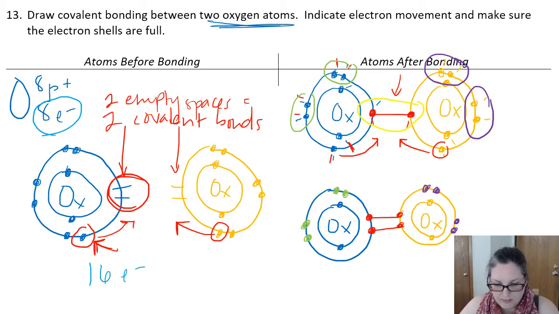Now if we count up our electrons in the outer shell, let's see how many we have for the left oxygen in blue, including the bonds. 1, 2, 3, 4, 5, 6, 7, 8. Excellent. How about the other one, the orange one? 1, 2, 3, 4, 5, 6, 7, 8. They both have full outer shells, and that is a correct double covalent bond between 2 oxygen atoms.